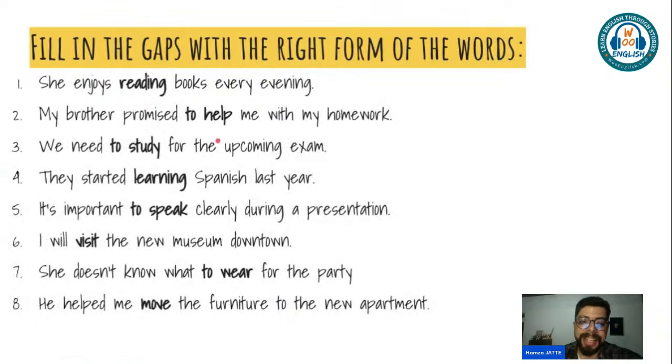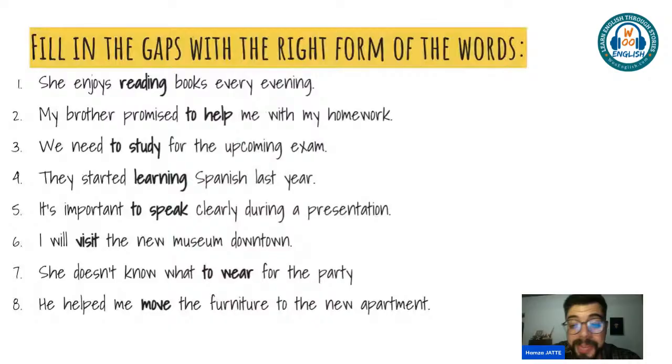So let's see. Reading, to help, to study, learning. So I'm going to read the full sentences. She enjoys reading books every evening. My brother promised to help me with my homework. We need to study for the upcoming exam. They started learning Spanish last year. It's important to speak clearly during a presentation. I will visit the new museum downtown. She doesn't know what to wear for the party. He helped me move the furniture to the new apartment.